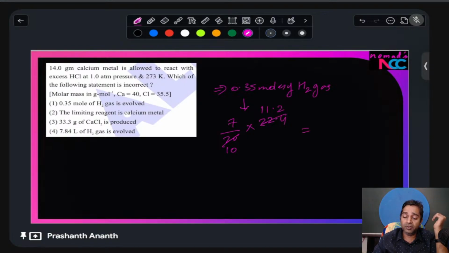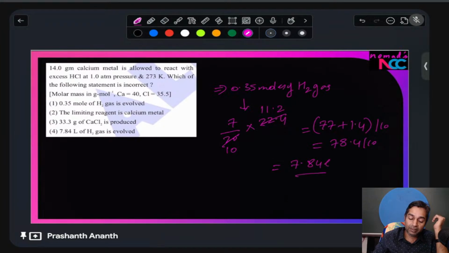7 into 11 is going to be how much over there? It's going to be 77. So it's going to be 77 plus 1.4, which is 78.4, the entire thing divided by 10. So 78.4 by 10 works out as 7.84 liters. So it looks like this option is also correct, which means this is also wrong.